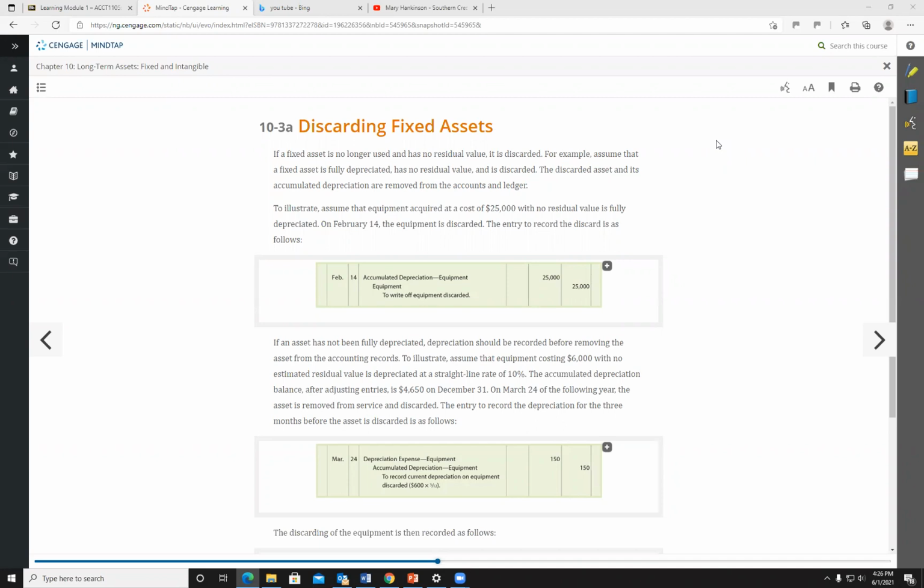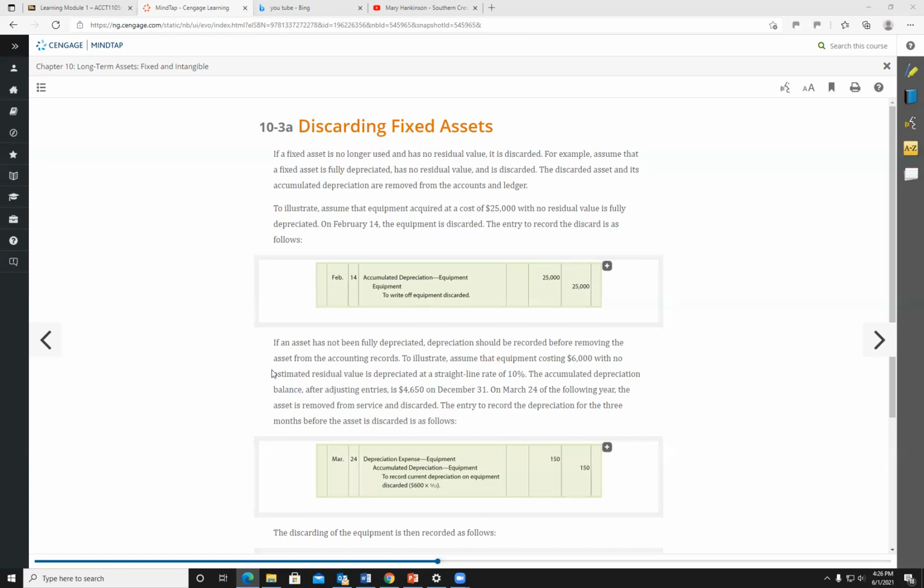To illustrate, assume equipment acquired at a cost of $25,000 with no residual value is fully depreciated, and on February 14th the equipment is discarded. This is how you would record that to the ledger. You would zero out the contra asset account, the accumulated depreciation account, by the total value of the equipment, which is 25,000, and then you would reduce the asset entry of that equipment by 25,000. And this is how you write off equipment that's been discarded. You're basically just zeroing out this contra asset and zeroing out this asset account.